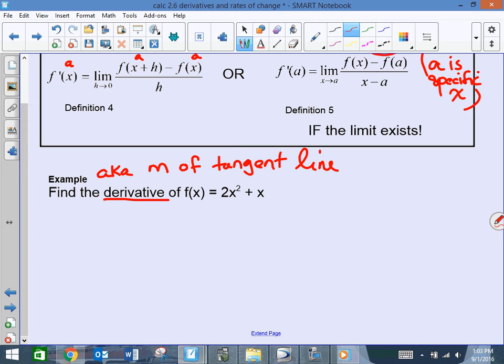Yes. The derivative of f of x is also f prime. Okay? Now, am I going to find f prime of x? I think some of the problems, they'll call it f prime of a. Okay, so I'm going to use definition 4.